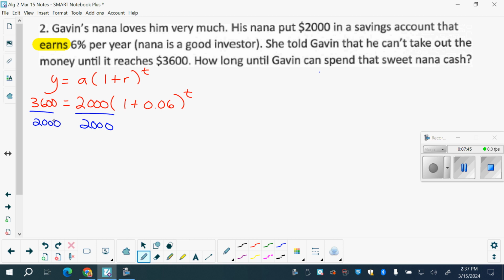So this can be simplified. I'm just simplifying it by taking the 2 zeros off of each one. It can be simplified more if you want. And then 1 plus 0.06 is 1.06 to the t. Now we've got to solve for that t. How do we get to that exponent t?